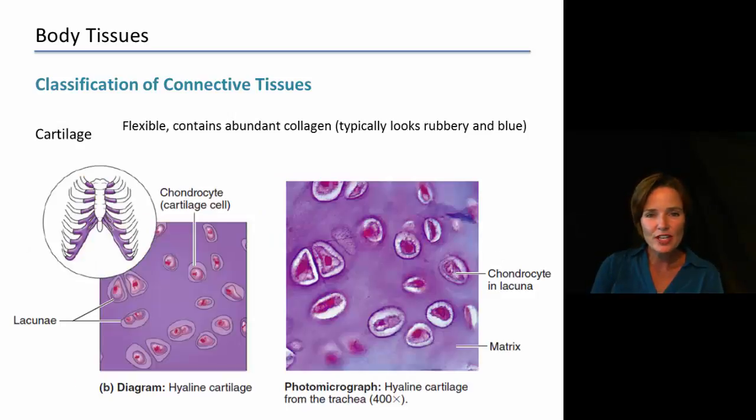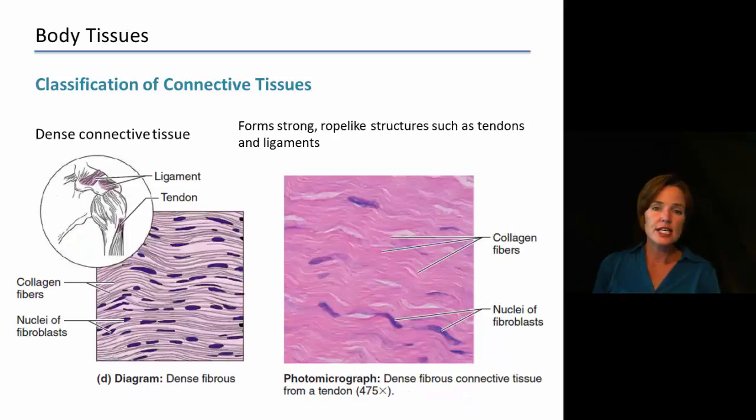Cartilage is a second type of connective tissue. This one is going to have an extracellular matrix that allows it to be flexible. So these cartilage tissues are going to have abundant collagen, and the collagen is going to give them a rubbery or a bluish appearance. Dense connective tissue is going to form strong rope-like structures, and this is tendons and ligaments. Those are going to tie different body parts together.